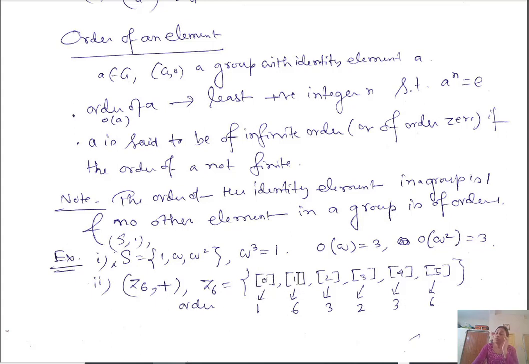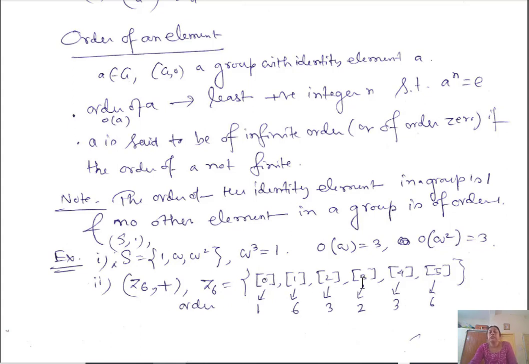What is the order of 1? Order of 1 means the least positive integer n such that n times this element is the identity element. So the least n for which n times this is 0 is essentially 6. 6 times this element is 6, and modulo 6 you get class 0. Similarly for class 2, the scalar multiplication n into class 2 gives you class 0, and that least n is 3.